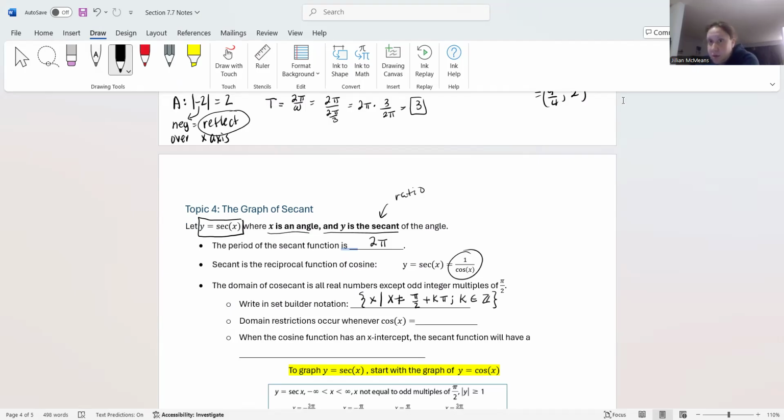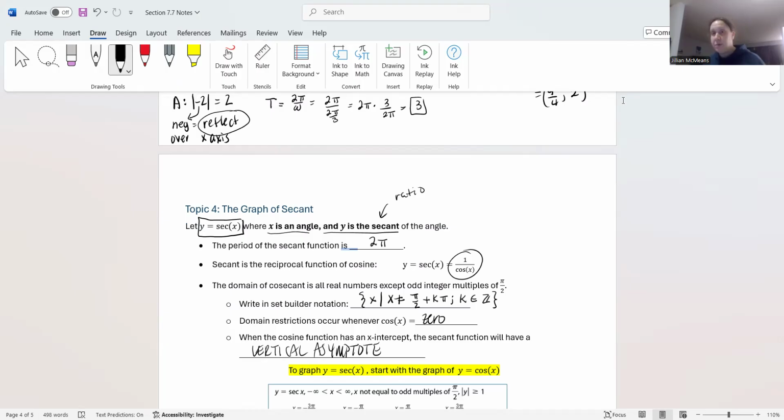And hopefully you're aware of this now, but we found that those domain restrictions, those odd integer multiples of pi over 2, occur when cosine is equal to 0. So when the cosine function has an x-intercept, meaning cosine equals 0, the secant function has a vertical asymptote. When cosine equals 0, that means an x-intercept for cosine, and we end up getting a vertical asymptote.